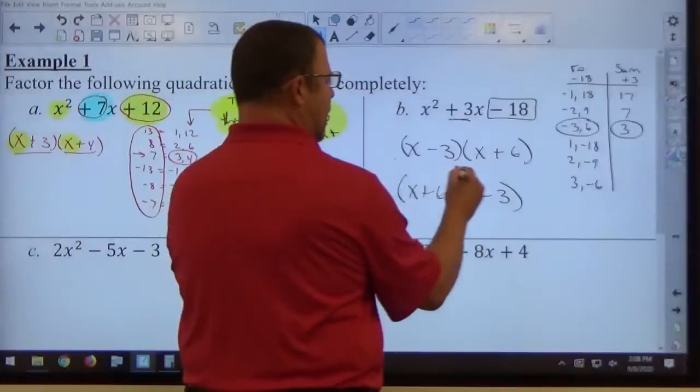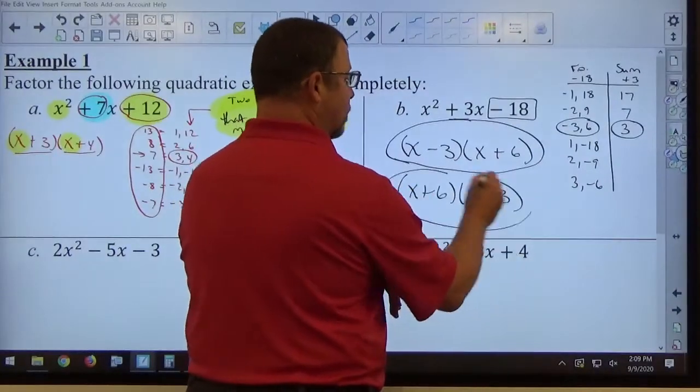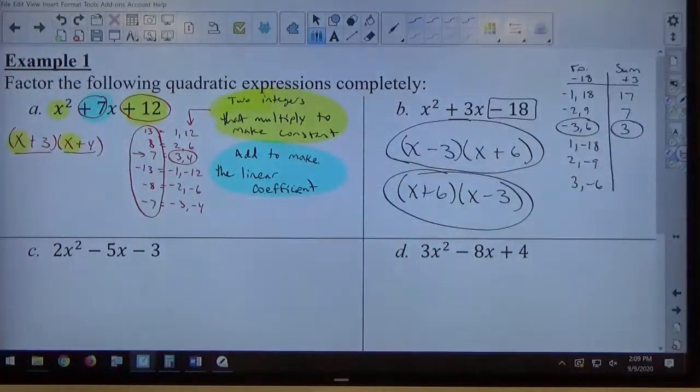So this is the right answer, or this is the right answer. Either one's fine. They're both equally as good. One's not any better than the other because you wrote it a certain way, as long as you get your letter paired with the two numbers that do the trick. All right, any concerns on those?